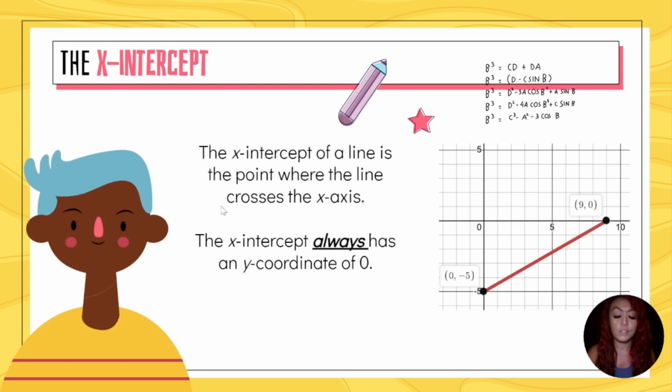What about the x-intercept? Well, the x-intercept of a line is the point where the line crosses the x-axis. And for the x-intercept, it always has a y-coordinate of 0. So if we look at our graph here, our line crosses the x-axis at 9. So our x-intercept is 9.